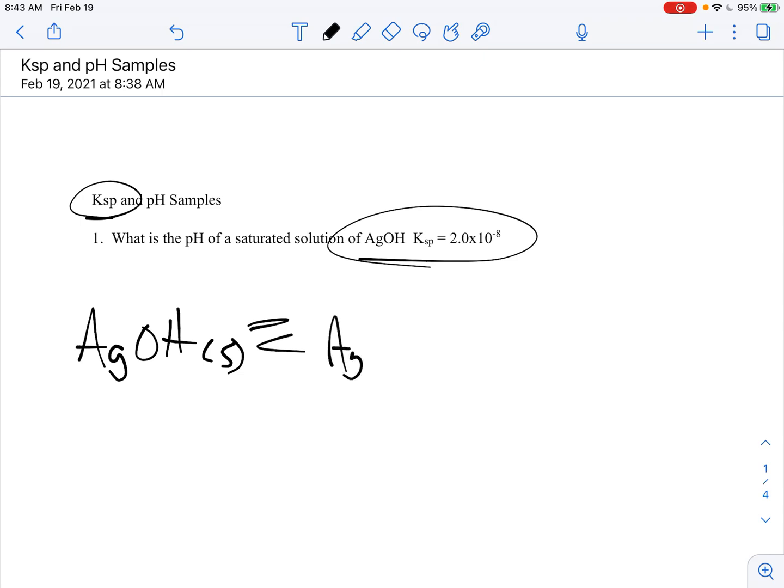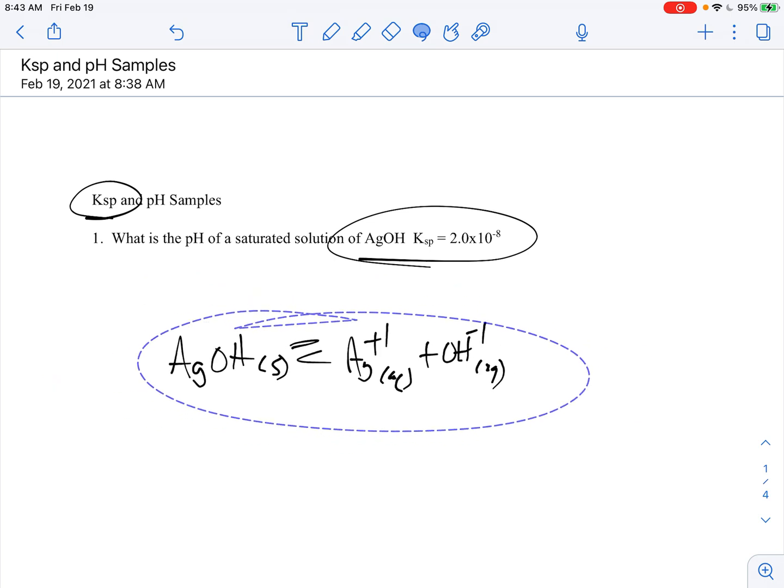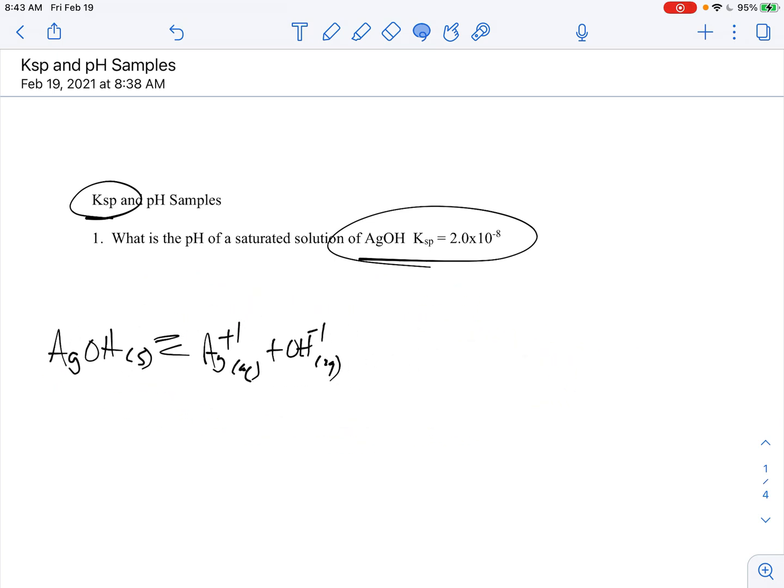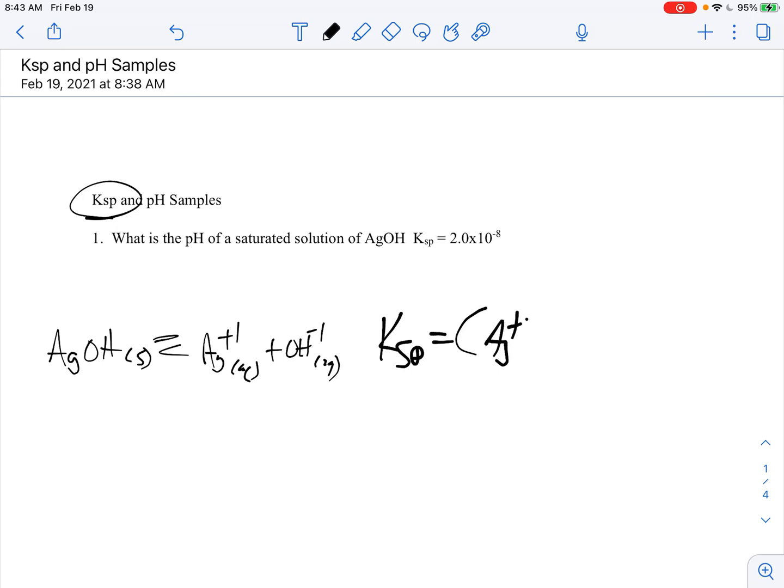Solid silver hydroxide breaks into aqueous silver ions and aqueous hydroxide ions. And again, you do not have a choice in that matter, even though we are in a Ka-Kb format. If they have given you Ksp, this is the equation that you have to use here, right? So what we've got now is that Ksp is equal to the silver times the hydroxide, and that has a value of 2 times 10 to the negative 8th.